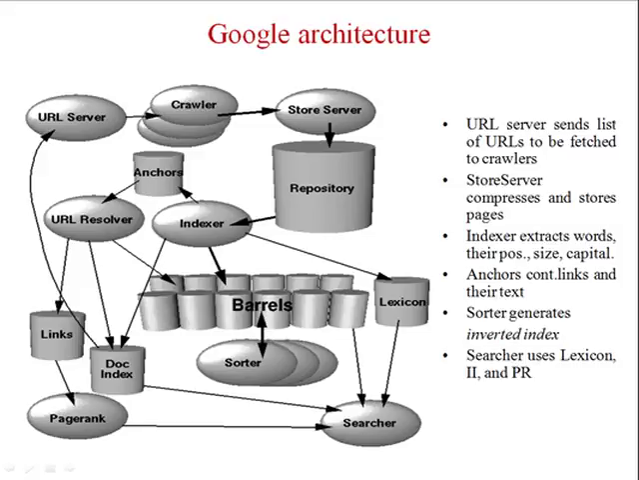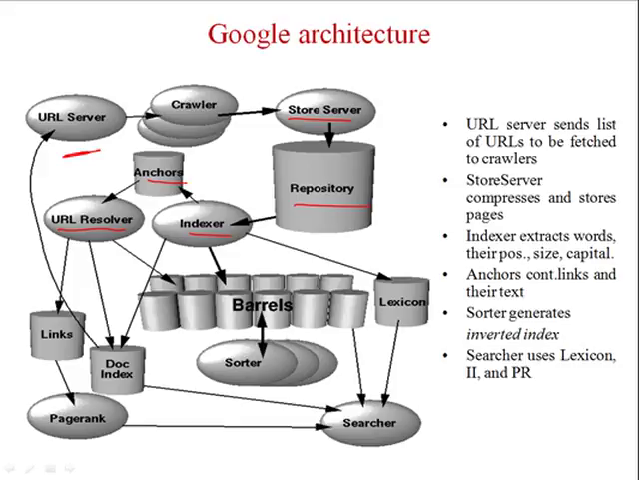Here the URL server, crawler crawls the pages and stores them in a store server. This is the repository. From the repository it sends to the indexer, indexer to anchors. From anchors the system identifies the URL addresses, and from URL addresses and indexes, both are stored to the barrels, and there is a sorter used to sort the entries in each barrel.